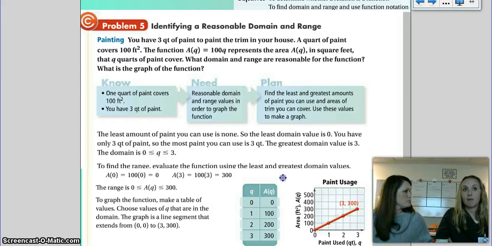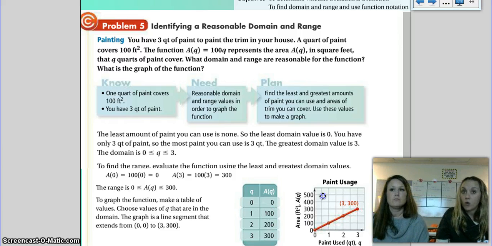So when they came up with their table, like you said, only up to 3 quarts. That's what we bought. So we only have up to 3 as an option. And we started with 0 because you always start with 0. You have no walls painted, then you can go up to 3 quarts. So if you have 0, then it's 0. Then you plug it in and you find the rest. Go over here and plot it.